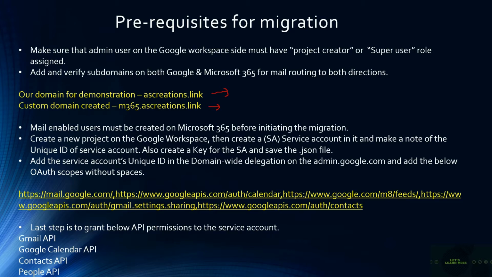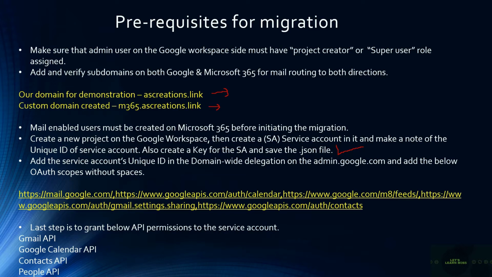Then we will need to create mail-enabled users on Microsoft 365. We will then create a new project on Google Workspace, followed by creating a service account in it. Once the service account is created, we'll need to make a note of the unique ID of the service account, and finally we will create a key for the service account and save the key in the form of a JSON file.